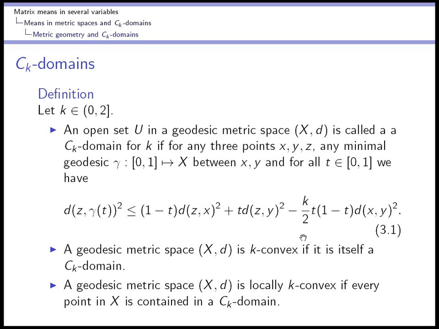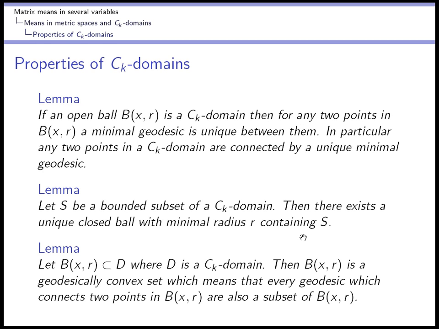If you take a subset which has diameter less than p over 2, then it becomes a CK domain. So actually, this inequality lets us have some sort of positive curvature. Now, we will call a geodesic metric space XD K-convex if it is a CK domain, and locally K-convex if every point has a small enough neighborhood which is a CK domain itself. Now, what are the properties of these spaces?